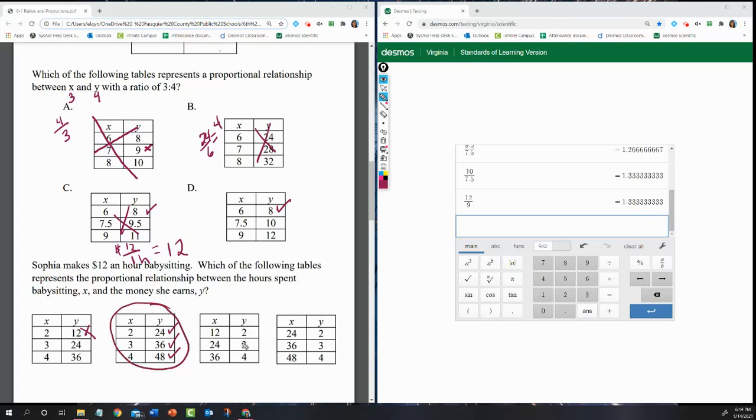Let's look at this one. 2 divided by 12 is actually an inverse of this one. This is not correct at all. And then also, 2 divided by 24 is not the same as 24 divided by 2. So this is not the same relationship as this.